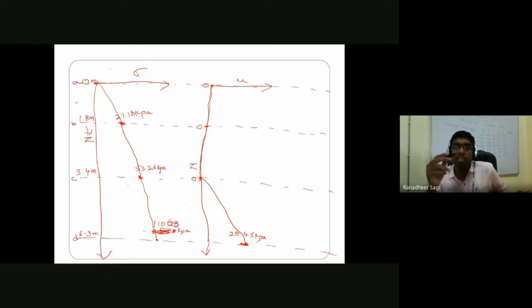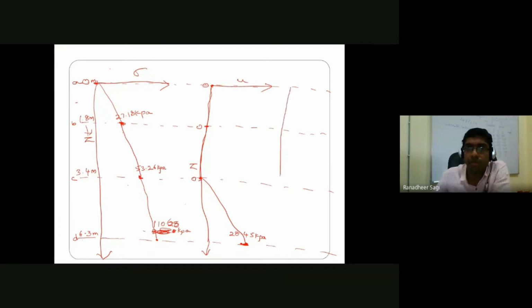Though I'm drawing roughly, please understand that it is going to be a straight line, because the equation of pore water pressure is linearly dependent on depth. It's directly proportional to depth, to the power 1 only. So it's a linear equation, and that's the reason why the variation is also going to be a straight line.